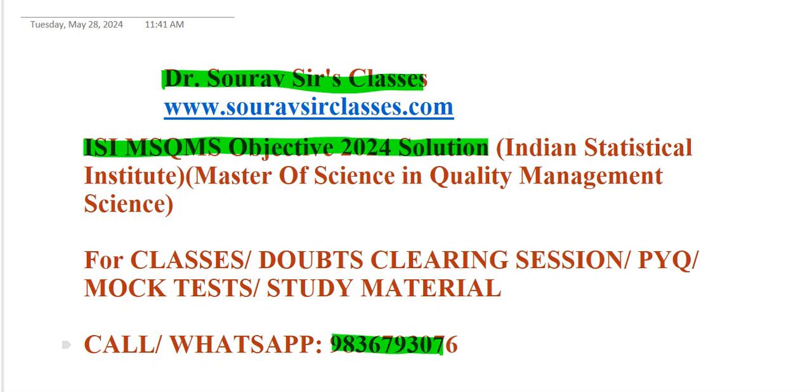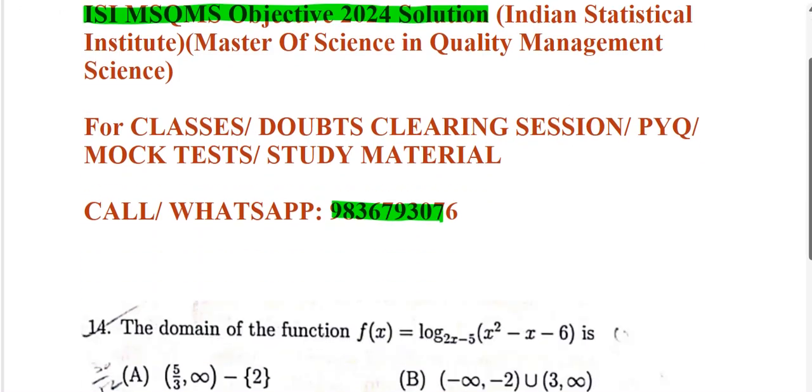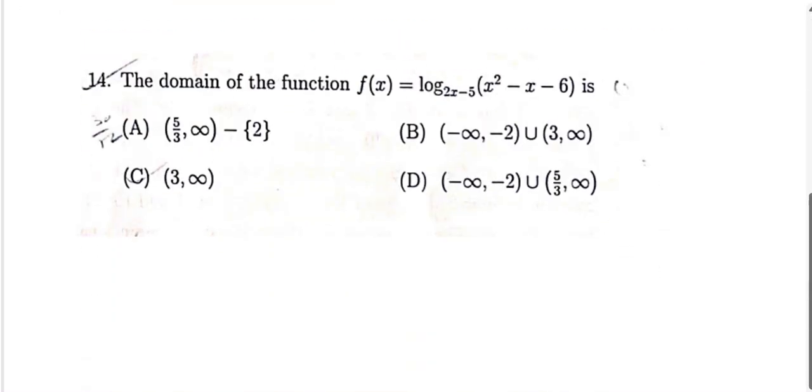Okay, let's start this session with question number 14. Question 14 says the domain of the function f(x) equals log base 2x minus 5 of (x square minus x minus 6) is which option? A, B, C or D. So how can I solve this problem? Let's start.